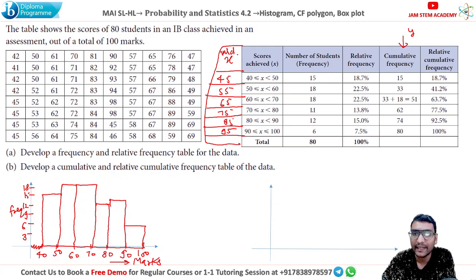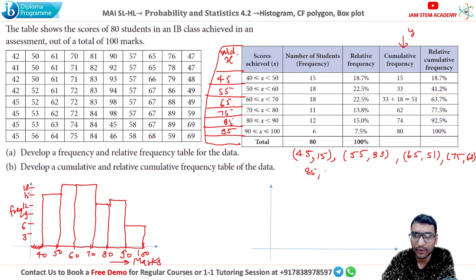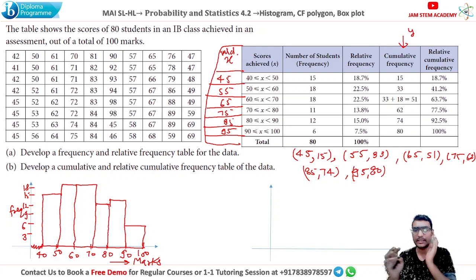Okay, so take these x values, and the cumulative frequency values are the y values. So you will get points. Just mark those points. If you take x as 45, then 45 comma 15 is one of the points. Similarly, the next point is 55 and 33. The next point is 65, 51. The next point is 75, 62. The next point will be 85, 74. And the last point is 95, 80. So these are 6 points.